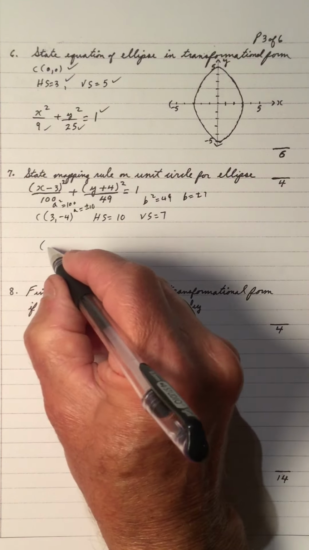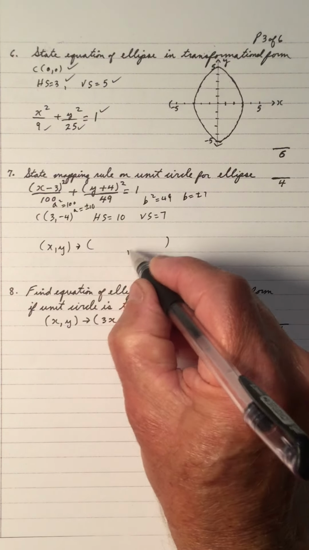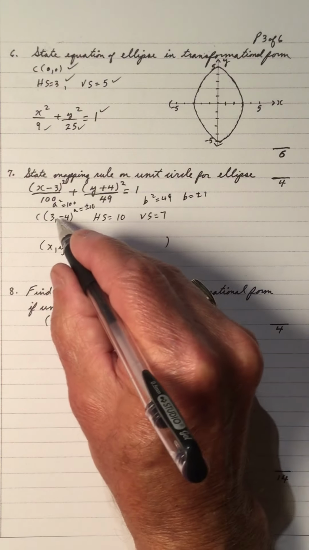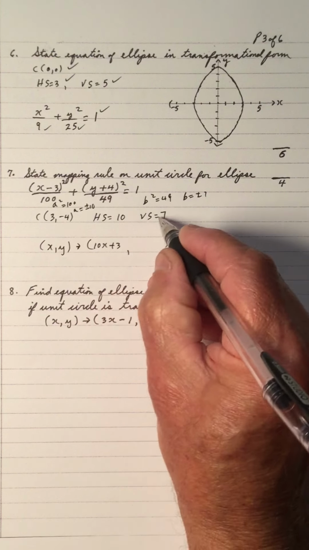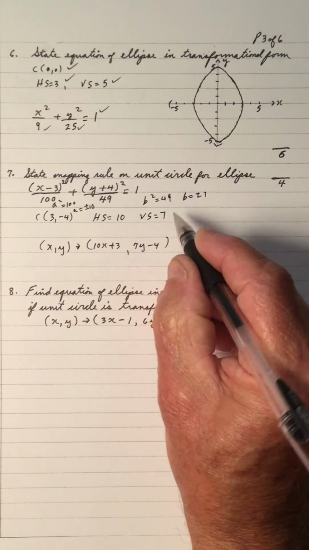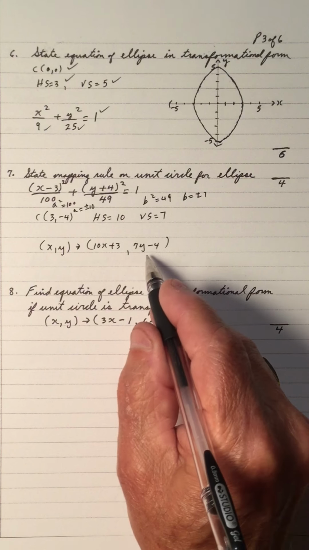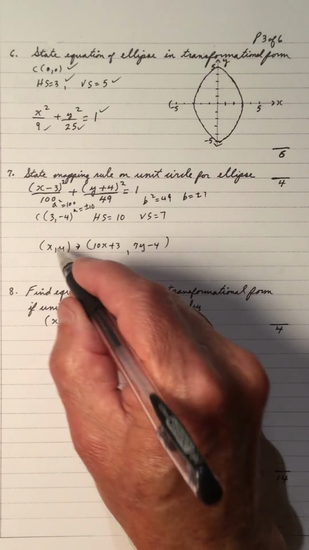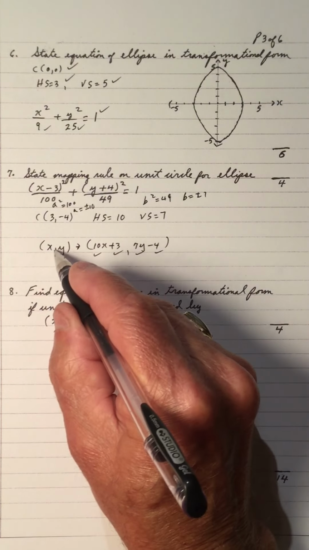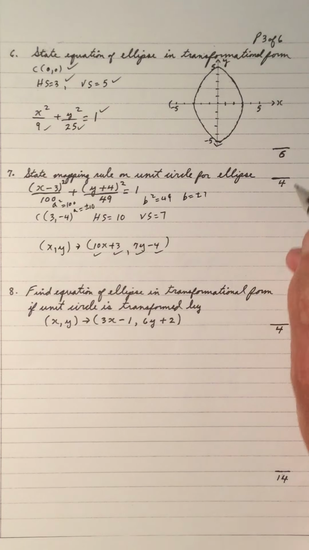So the mapping rule is x comma y, that's the unit circle, and we have the horizontal stretch is 10 times x plus 3, and the vertical stretch is 7 times y minus 4, because whatever the center is, that's what the value of h and k is. And we got 4 marks. So if you have each of these correct like this, and you have x comma y unit circle map to, then you get 4 marks.